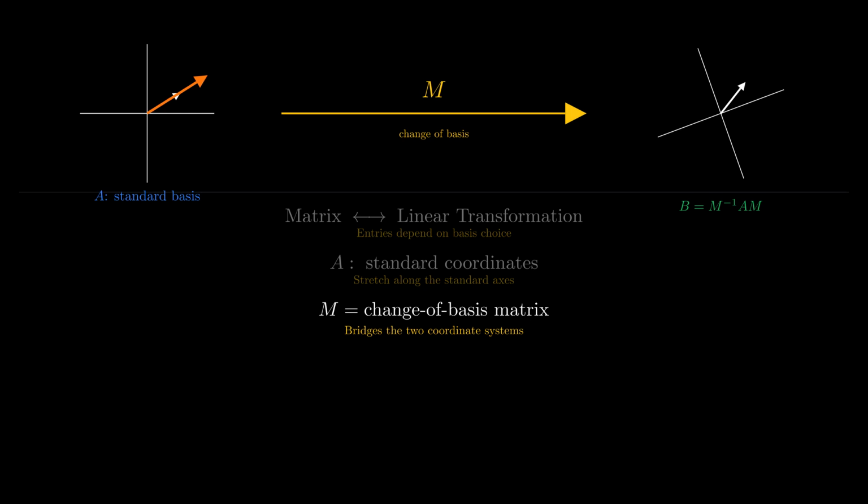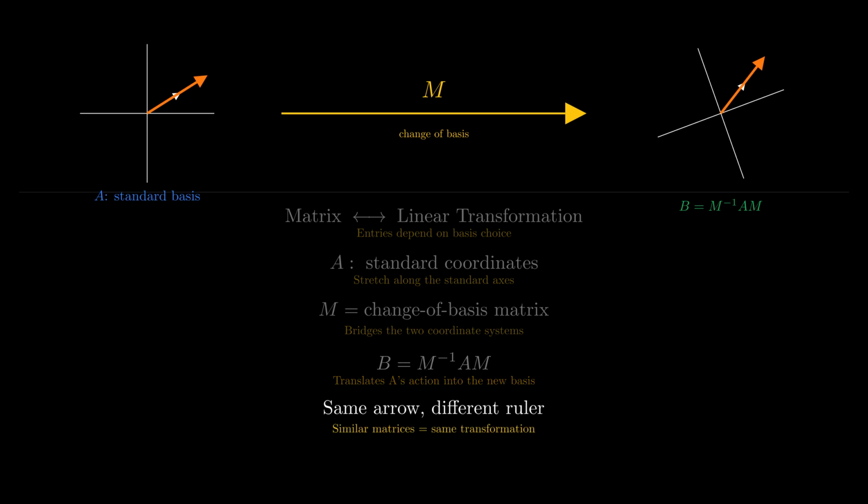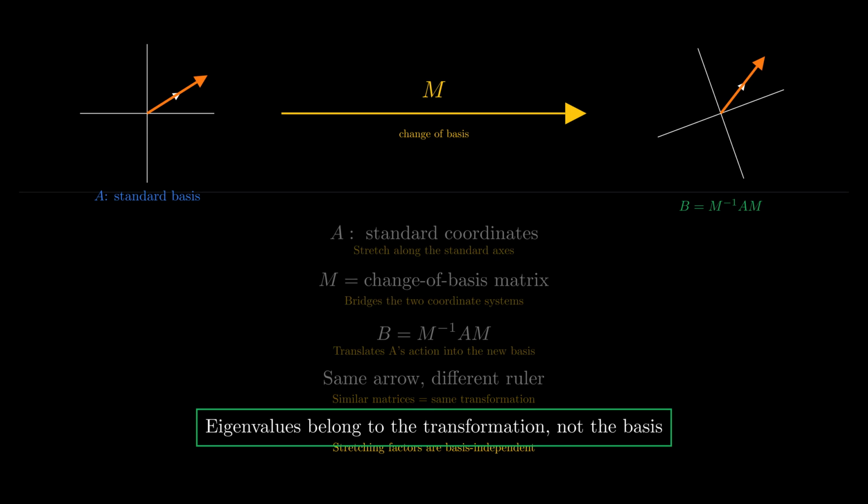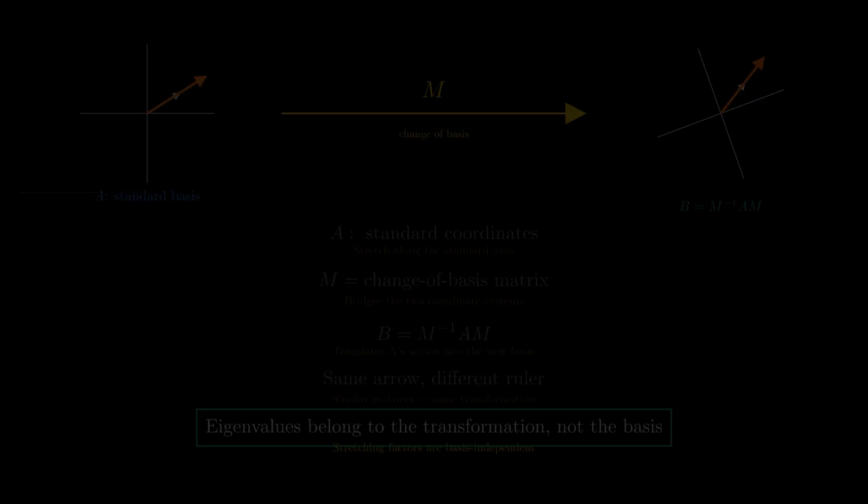The matrix M is the change of basis matrix. M inverse times A times M translates A's action into the new coordinate system. Same arrow, different ruler. This is why similar matrices behave identically. They stretch the same directions by the same factors. The eigenvalues, the stretching factors, belong to the transformation itself, not to any particular basis.